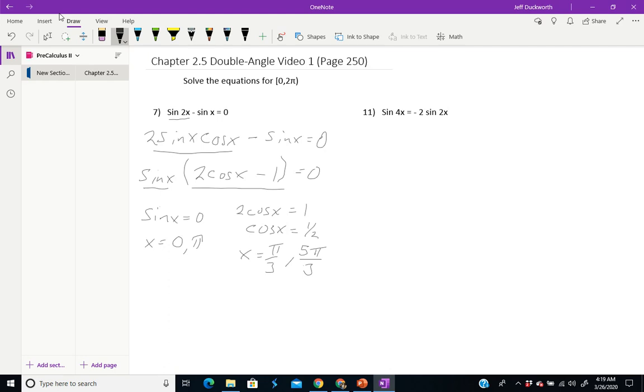So these are all of our possible solutions. You can just write them like this. There's no problem with that. All right, so this one would be solved. And now we have another problem over here, and hopefully I have enough room for this. We'll see.